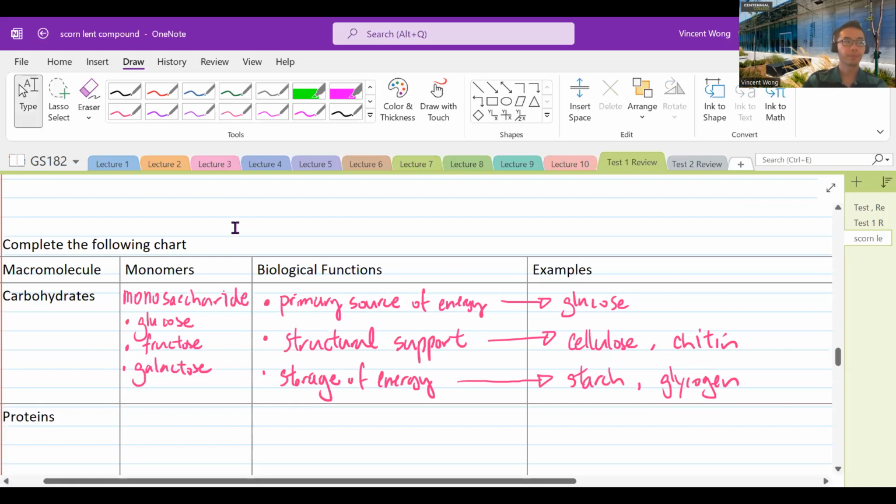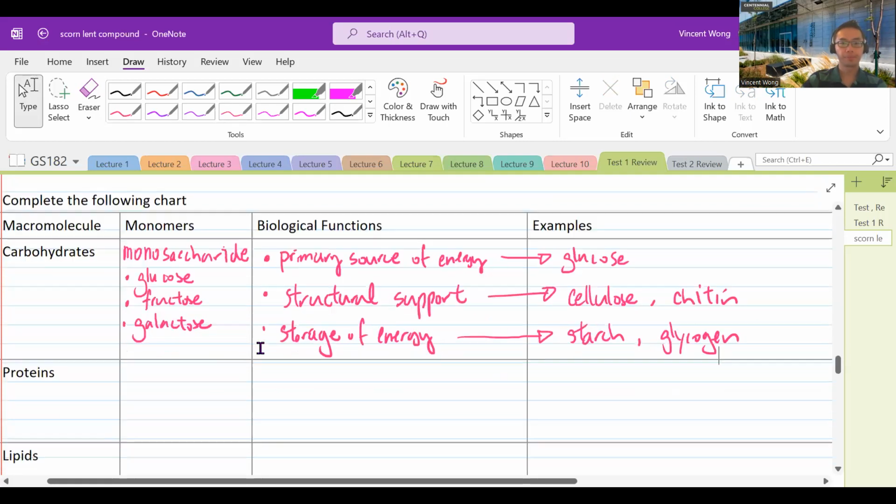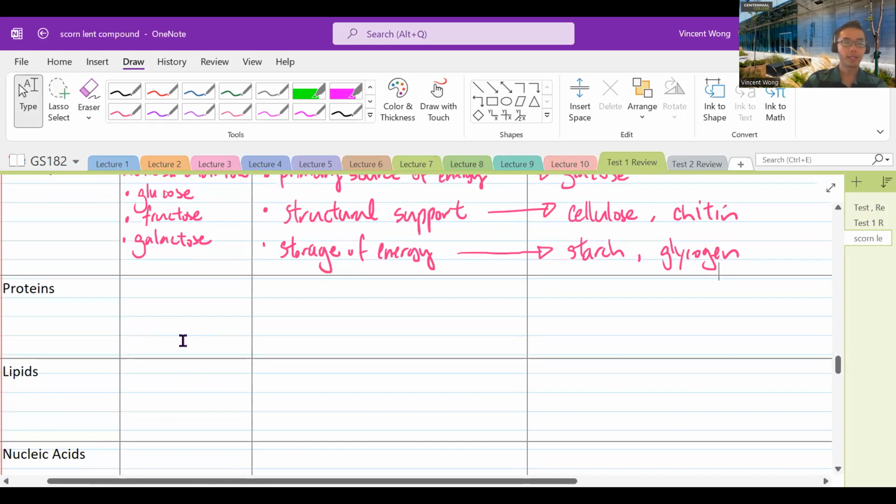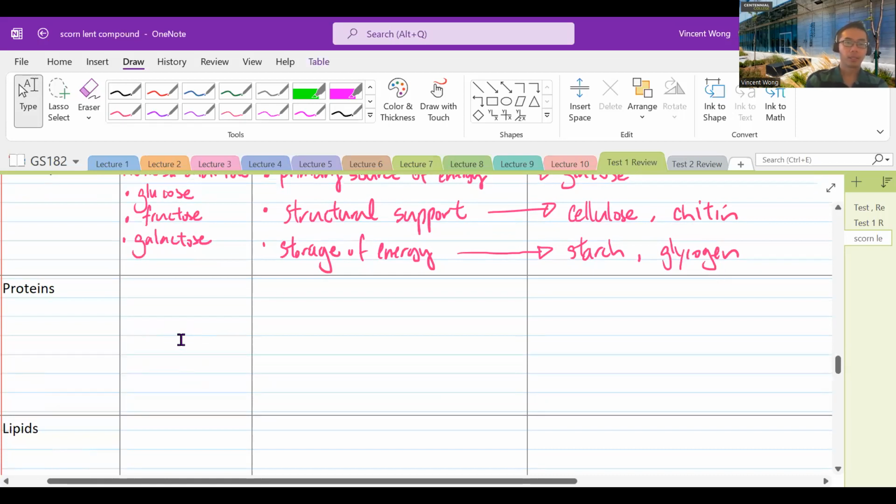Okay, there we go. Moving on. Proteins. Okay, so proteins, the monomers for proteins are amino acids. Okay, amino acids. There are 20 different amino acids, right?